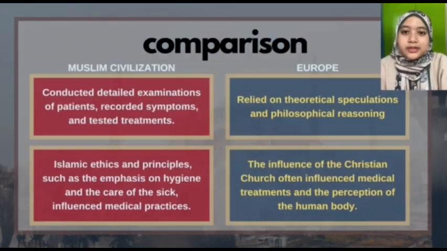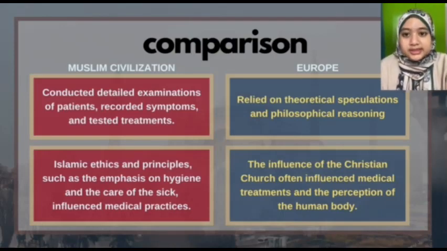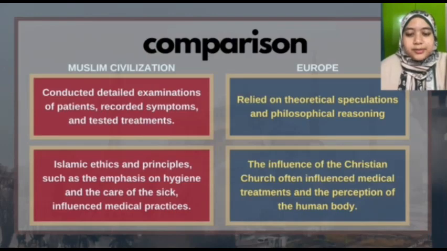Next, we will compare the development of medicine and surgery in Muslim civilization and Europe. One of the differences is the emphasis on observation and experimentation. Muslim scholars placed a strong emphasis on clinical observation and practical experience. They conducted detailed examination of patients, recorded symptoms, and tested treatments. This empirical approach contributed to advancement in diagnosis and treatment. In contrast, European medicine during this time often relied on theoretical speculation and philosophical reasoning rather than direct observation and experimentation.